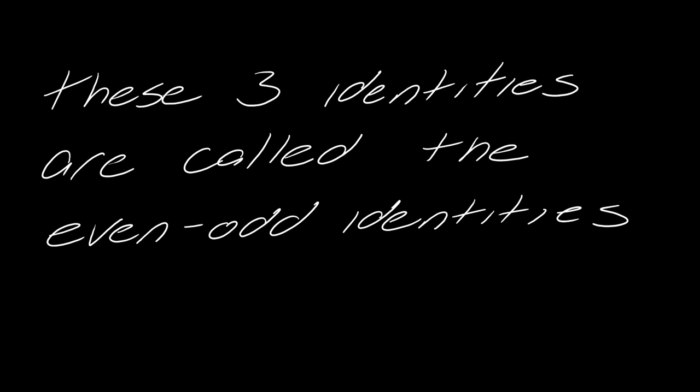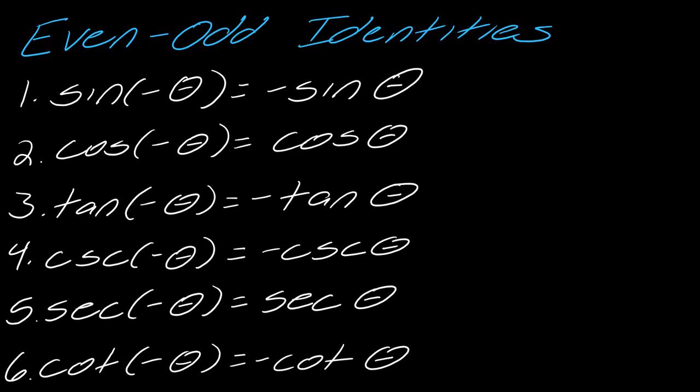So these three identities are what are called the even-odd identities. There's actually a list of 6 of them, because once you know the first 3, then you can work through the reciprocals as well. So if cosine of negative theta equals positive cosine of theta, then so will secant of negative theta, because they're reciprocals of one another, so hopefully that makes sense. These are handy to know because they can pop up in places where you're not sure that you need them. And this happens a lot in calculus.